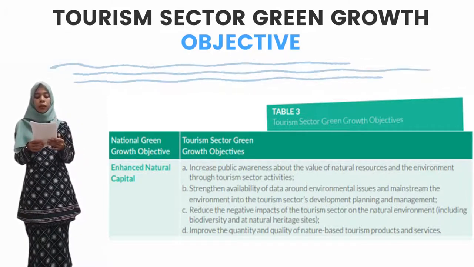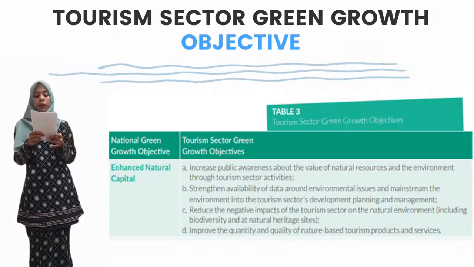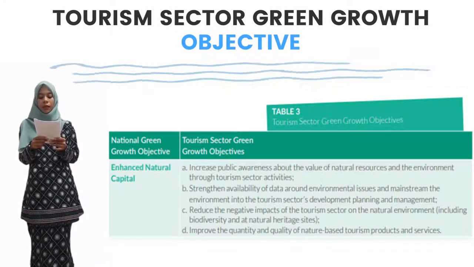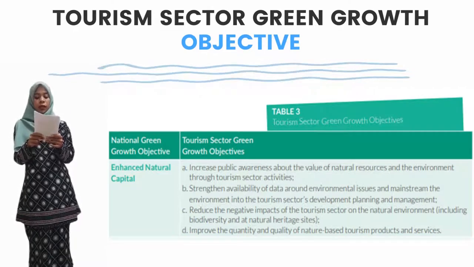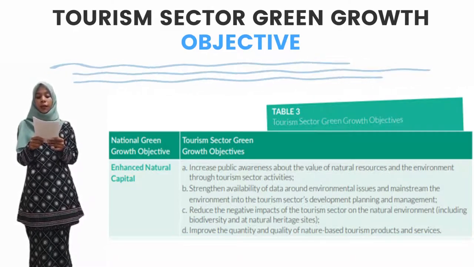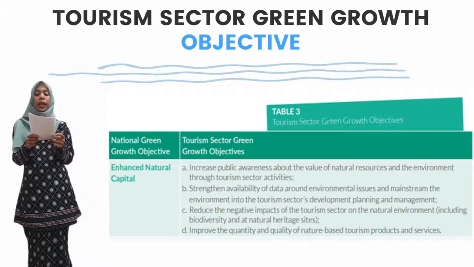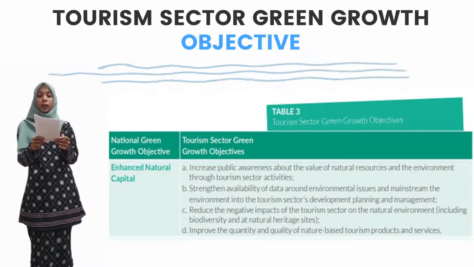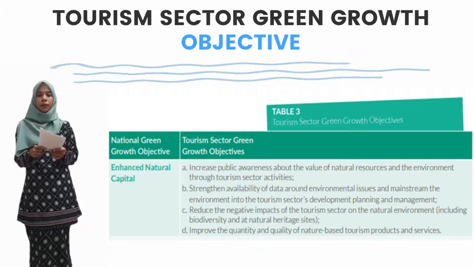And then number two is strengthen availability of data around environmental issues and mainstream the environment into the tourism sector's development planning and management. Number three, to reduce the negative impact of the tourism sector on the natural environment, including biodiversity and at natural heritage sites. And lastly, to improve the quantity and quality of nature-based tourism product and service.